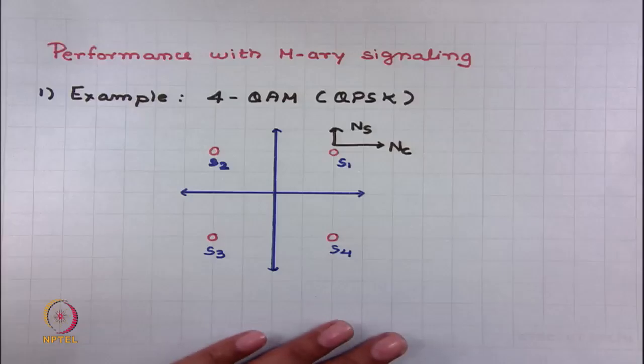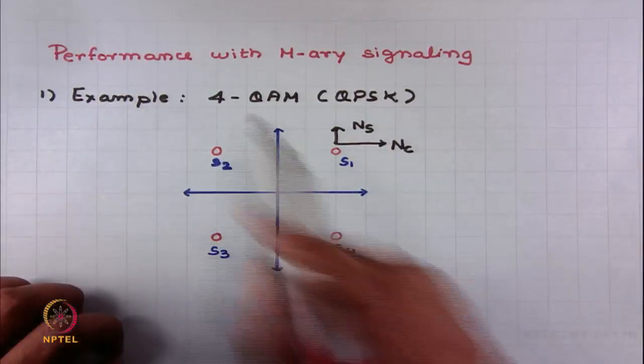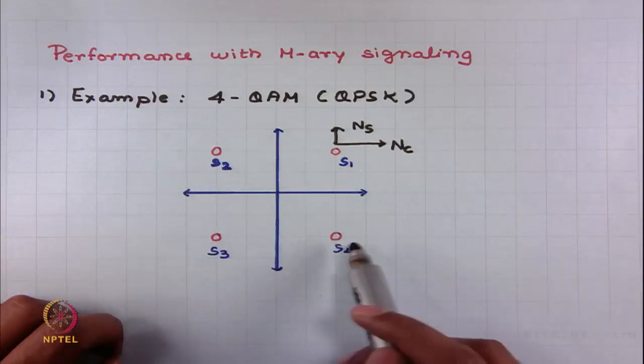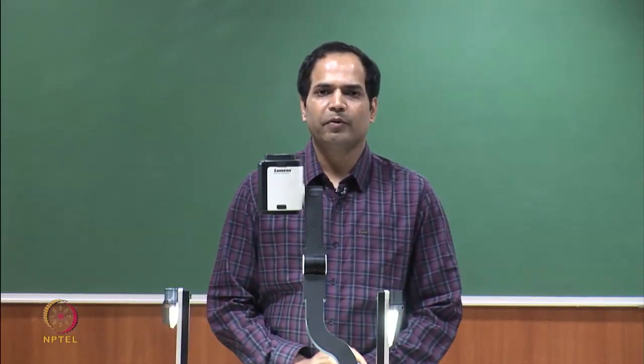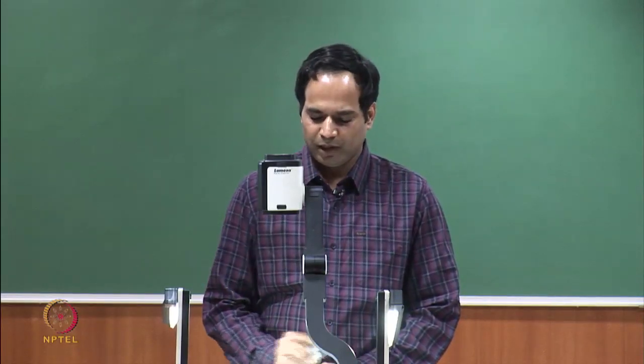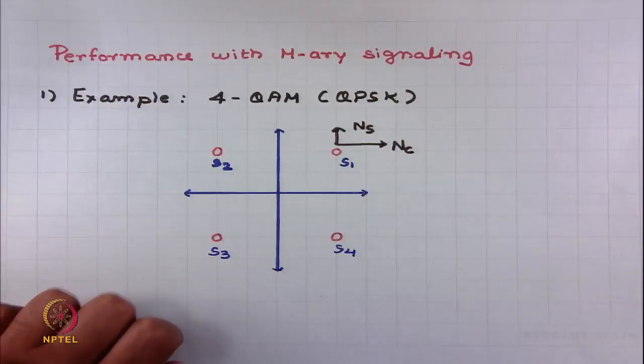Okay. So, to start looking into this performance of M-ary signaling schemes, we will take the 4-QAM as the running example. In this 4-QAM, we have 4 signal points S1, S2, S3 and S4. To start calculating the probability of error, we will first calculate the probability of error given that we have transmitted signal S1. Suppose we have transmitted signal S1, what is the probability of error in that case?